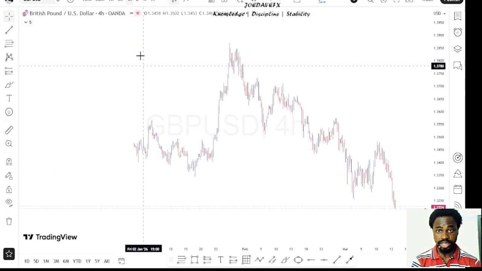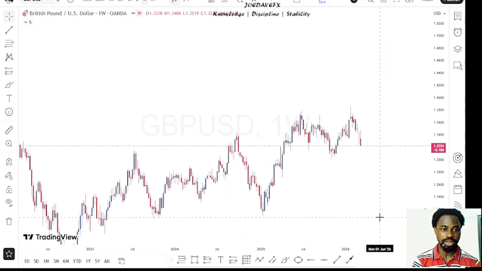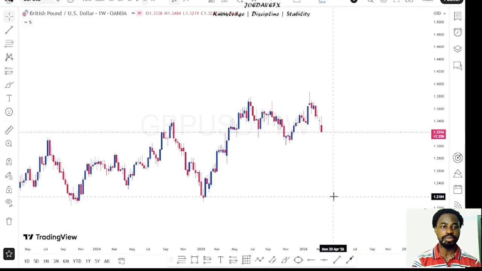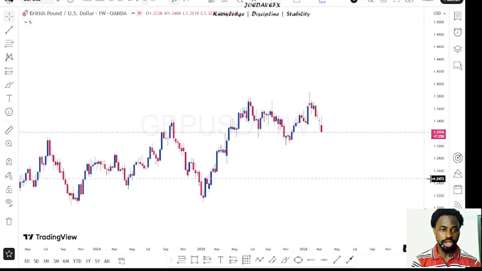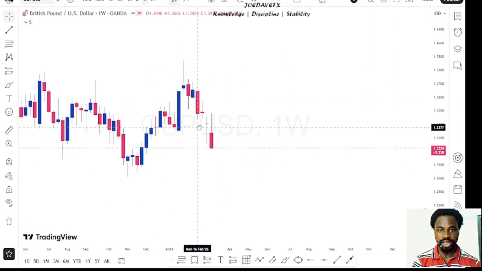Now, first things first, I start from the weekly time frame, which is where I analyze once I'm approaching a new week. I just start from the new weekly time frame to know exactly what I'm looking for that week. So starting from the weekly time frame, this was the week that just closed. At that time, price was here.